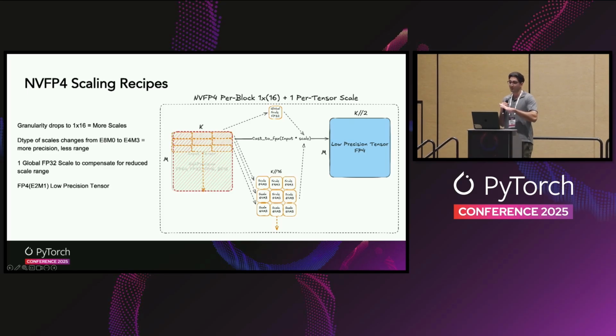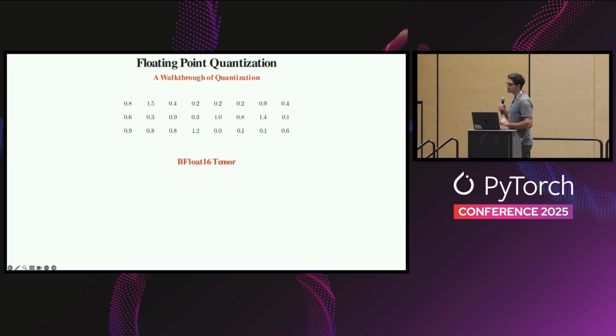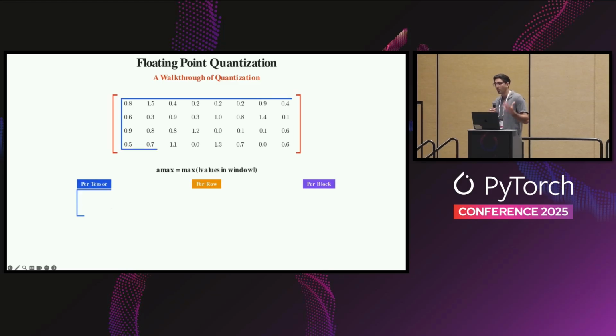Okay, I threw the kitchen sink of recipes at you. I'm more of a visual learner, so I made some animations that took a very long time to create, so I hope you like them. We have the high precision tensor in bfloat16. Let's first take a look at per tensor scaling. We're going to get 1 Amax tensor for the entire tensor.